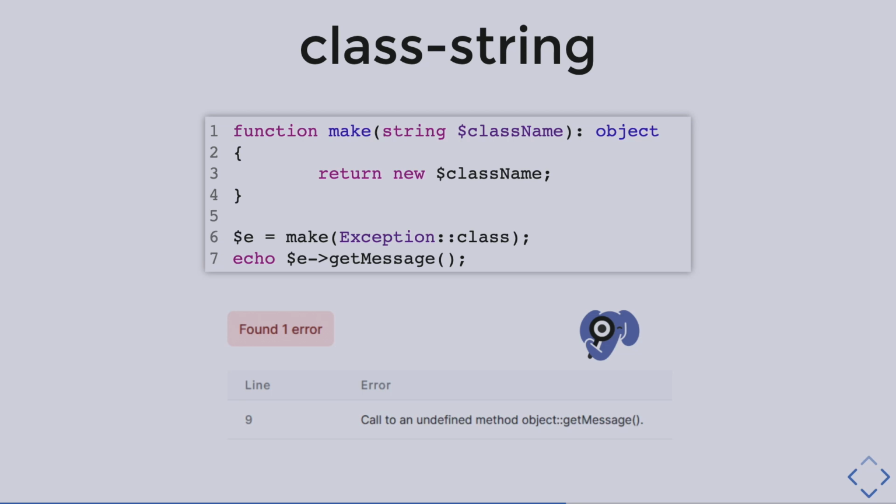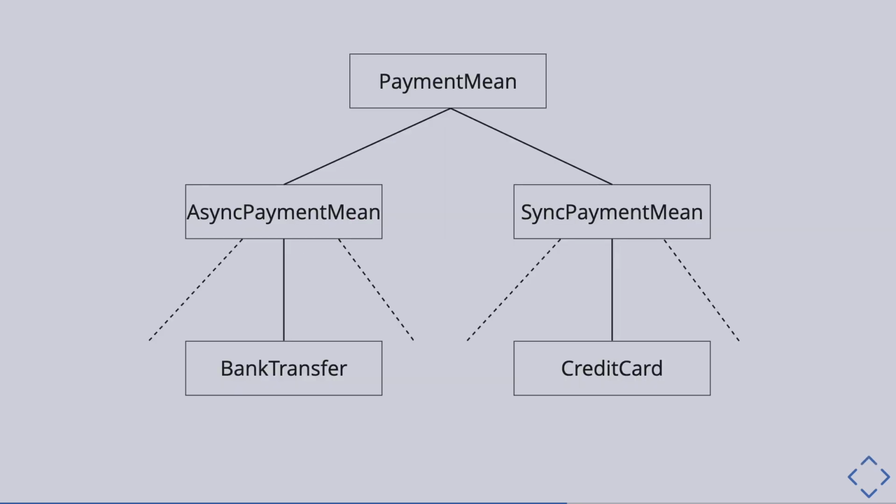Well, before going to another example, I just set a quick and very basic schema of something. It is important to understand the other example. So imagine you have a payment mean, which can be implemented as async payment mean or sync payment mean. Async payment mean could be a bank transfer, for example, or something else. And sync payment mean could be a credit card, again for example, or something else.